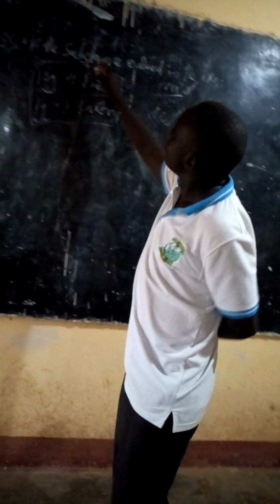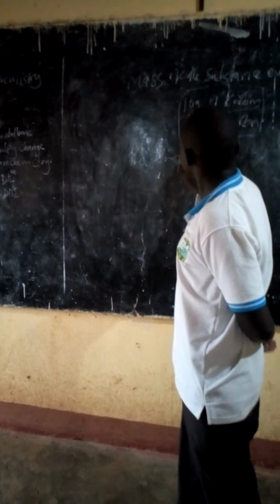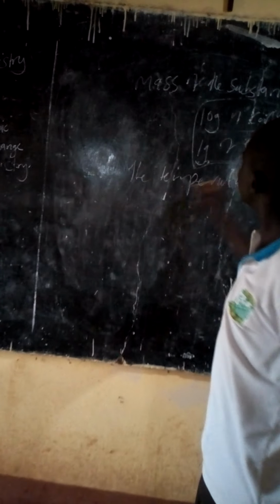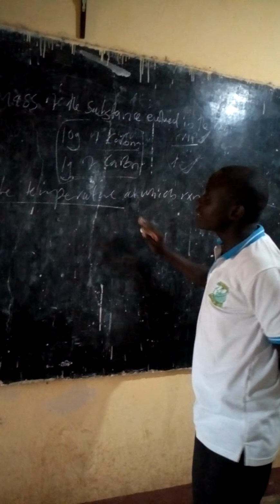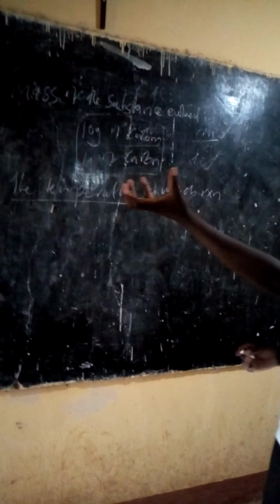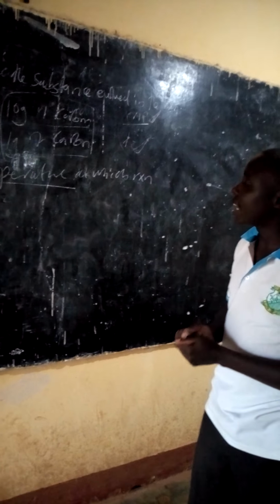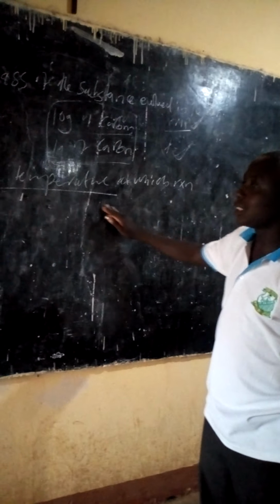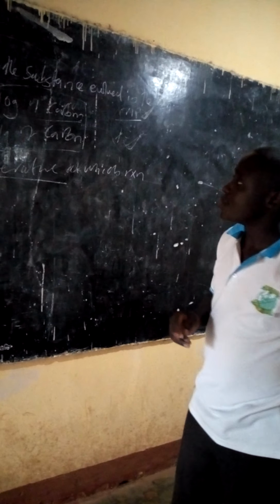Then the next factor is the temperature, the temperature at which the reaction is taking place. The higher the temperature, the more heat will be observed, and the lower the temperature used, the lower the heat observed.